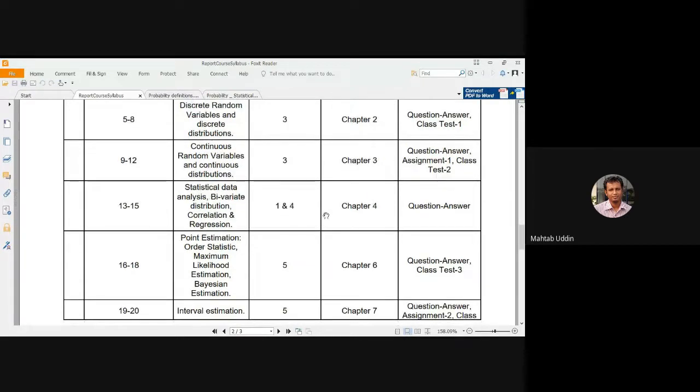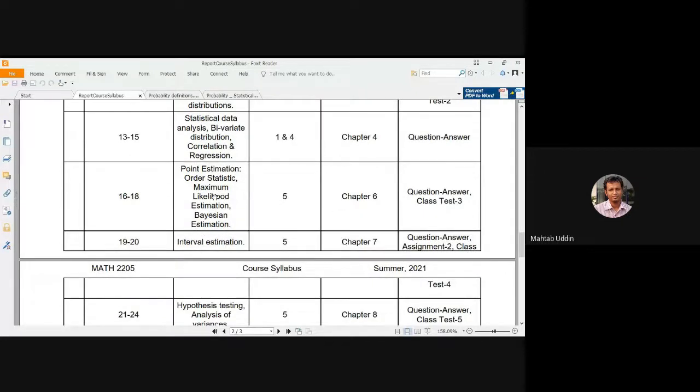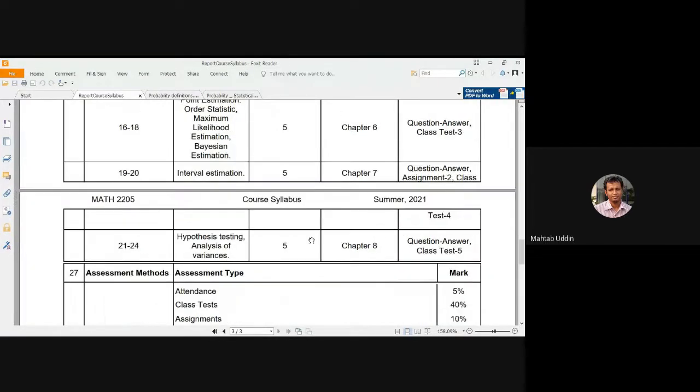Then some statistical issues will be solved in the final from chapter 4. Also some point estimation from chapter 6, interval estimation from chapter 7, and test of hypothesis from chapter 8.